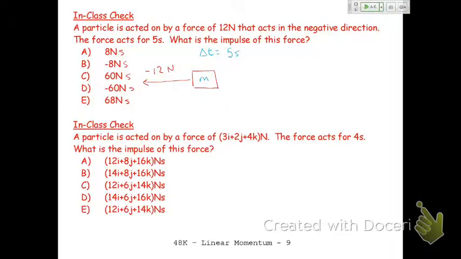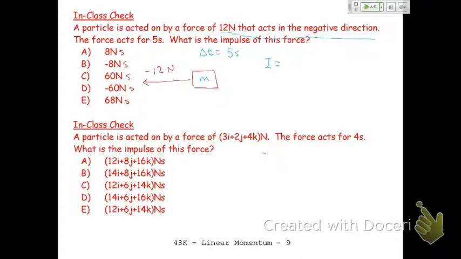So here's my visualization. I have my mass, and it says 12 newtons that acts in a negative direction. So I put my negative, call it minus 12. My time is 5 seconds. So what is the impulse of this force?